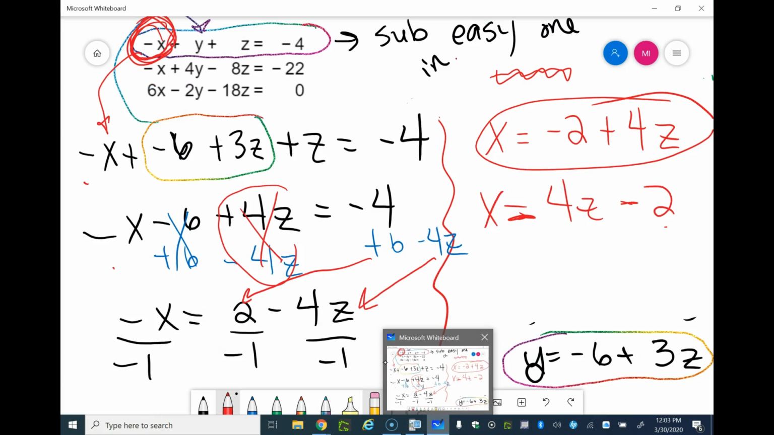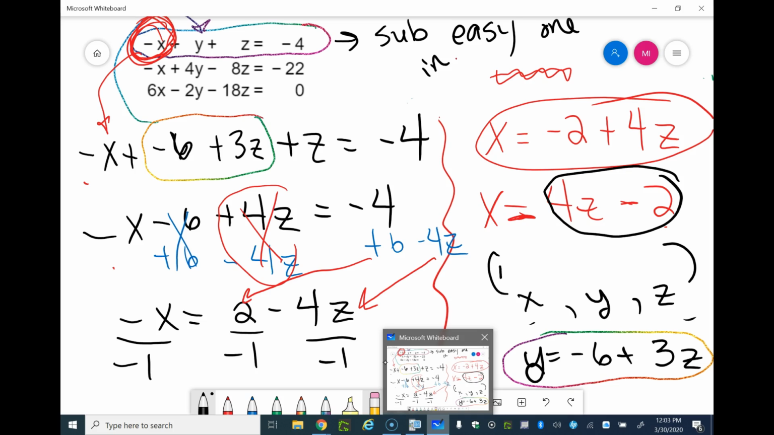No, that's it. Okay, so the ultimate goal for these problems is that when you put it into the answer, I need an x, comma, I need a y, comma, and I need a z. I need an answer here, here, and here. Does that make sense? So here, I need an x. I just proved my x here. So down here, you put 4z minus 2. Comma, what's my y? Well, down here, we solved for y. So you put minus 6 plus 3z.